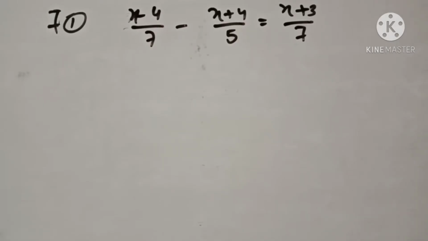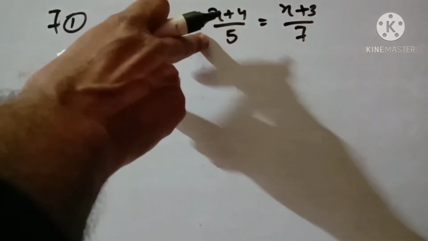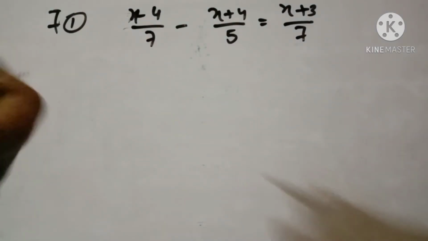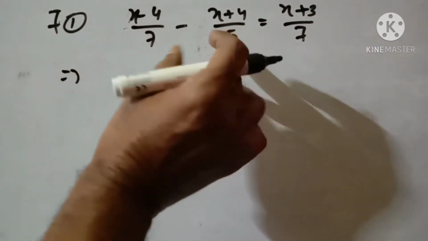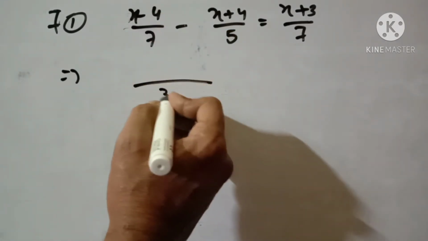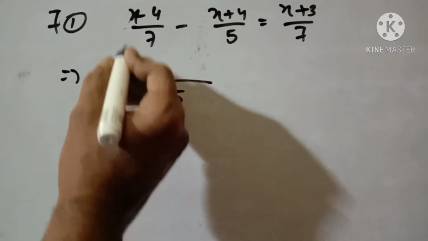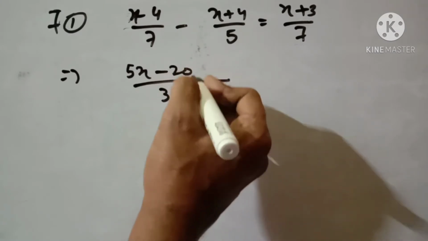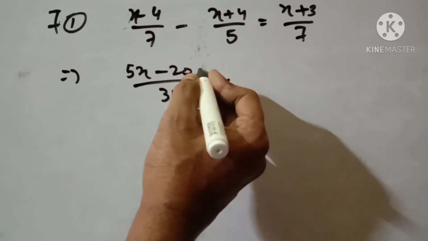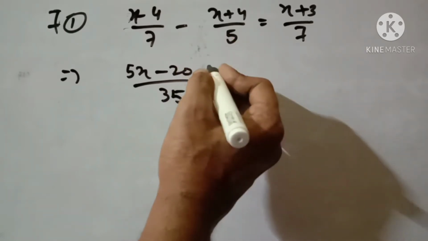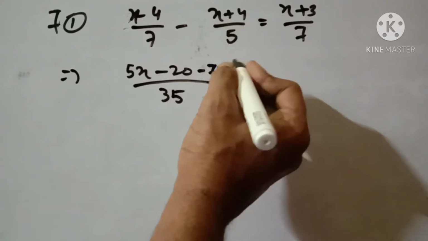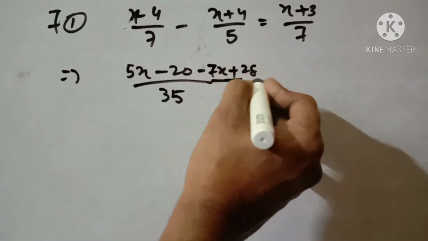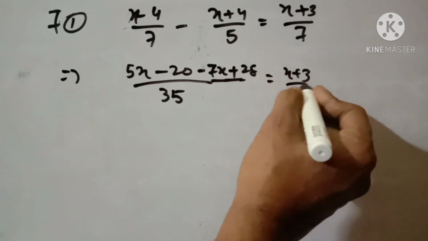Yes, question number 7. First it is given x minus 4 by 7 minus x plus 4 by 5 equal to x plus 3 by 7. Ultimately we have to find out the value of x. So first of all this part we have to take an LCM. So this is 35. So 5 into x, 5x, 5 into minus 4, that is minus 20. In between what sign is there? Minus. So minus 7 into x means minus 7x, minus minus, that is plus 28, equal to x plus 3 by 7.